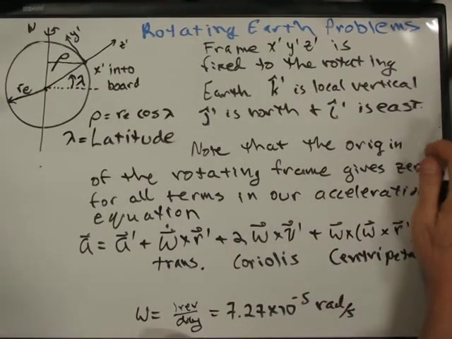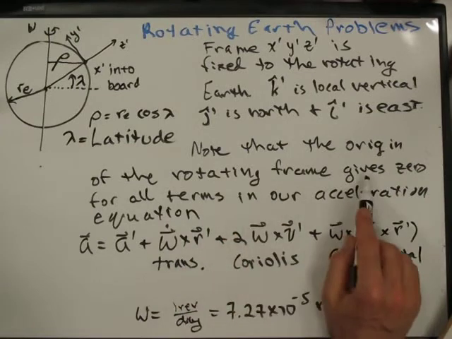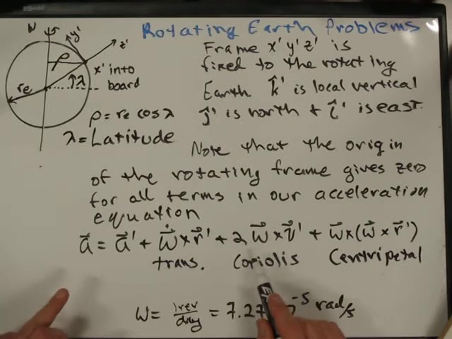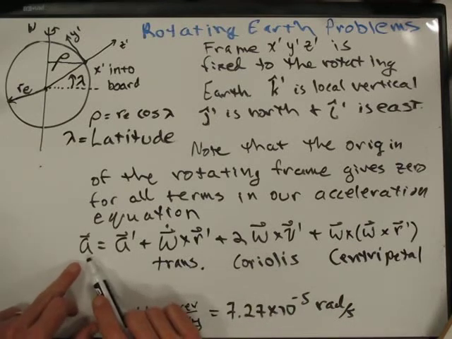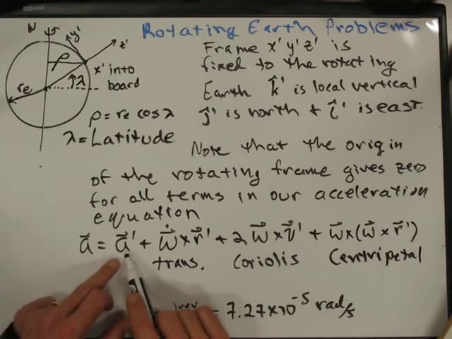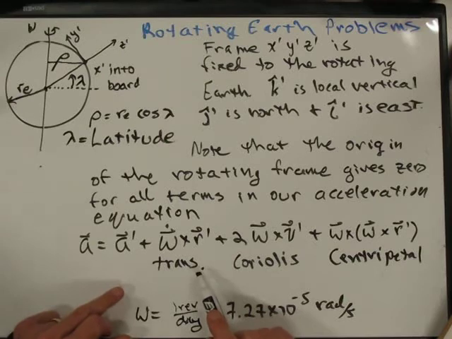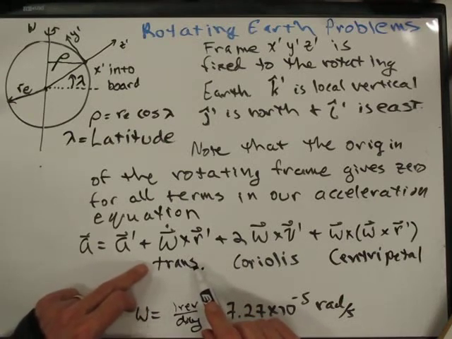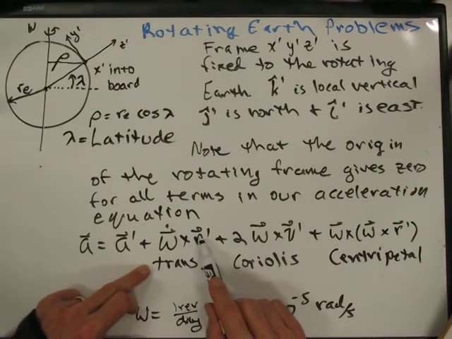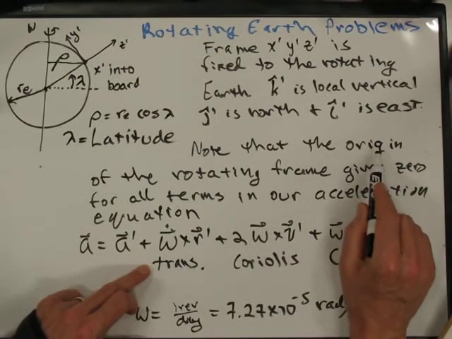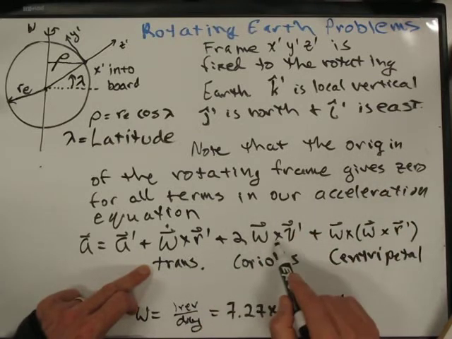The first thing we notice is that the origin of the rotating frame gives 0 for all the terms in our acceleration that we've named. This is our acceleration as viewed from an inertial frame. This is our acceleration from inside the rotating frame, and these are all the terms that result from the coordinate system transformation. Omega cross r prime is the transverse acceleration, but r prime is 0 at the origin, so the origin gives 0 for this term.